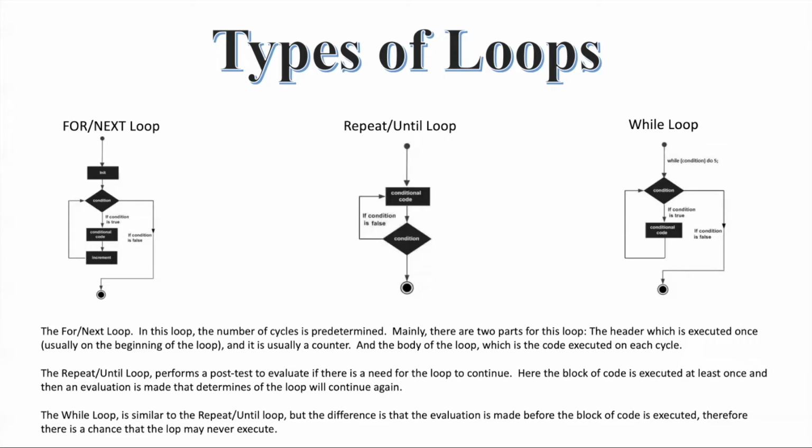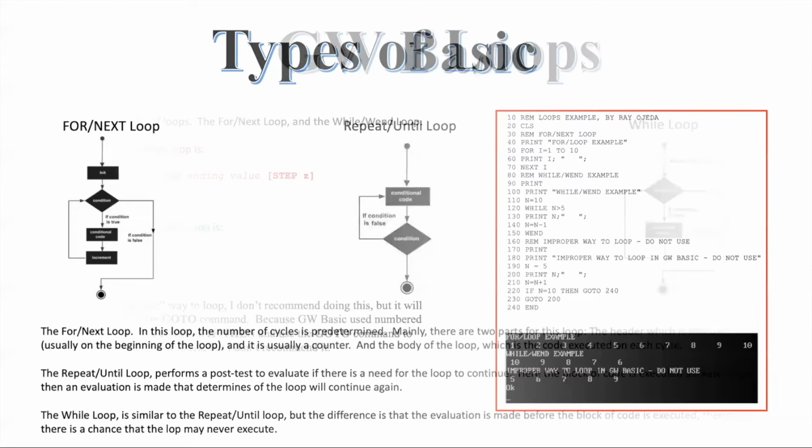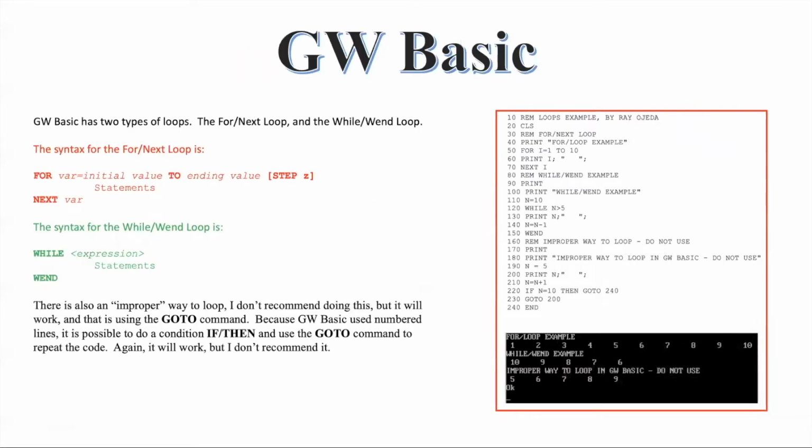And there is another fourth loop. It's a continuation of the for loop, which is the for each, and we'll talk about it in a minute or two. All right. So in GW Basic, there's basically two types of loops. The syntax for the for next loop is for, and then there's a variable to a variable. And then you can see here it says step, and then there's the next.